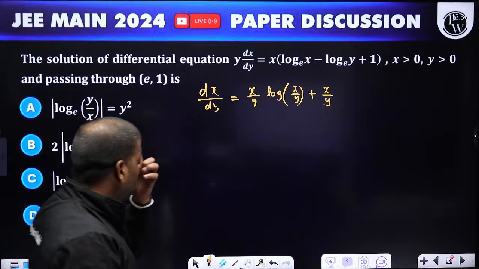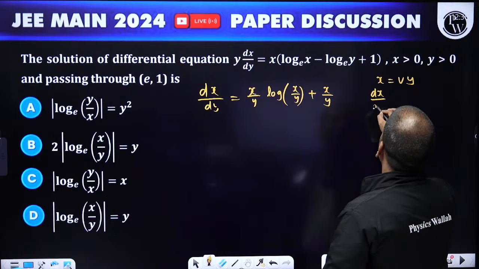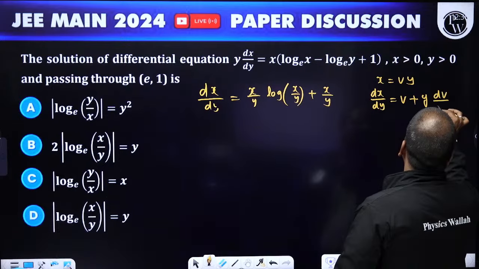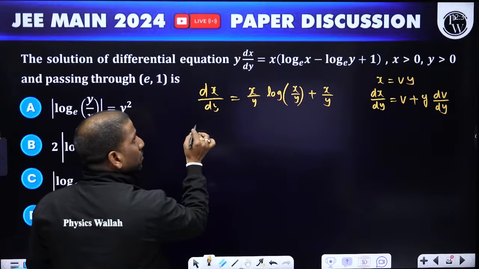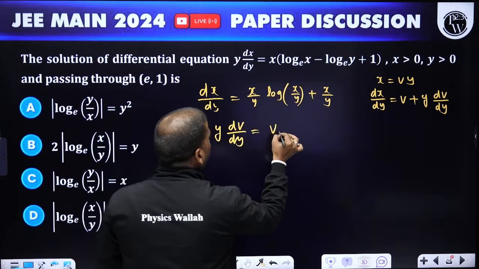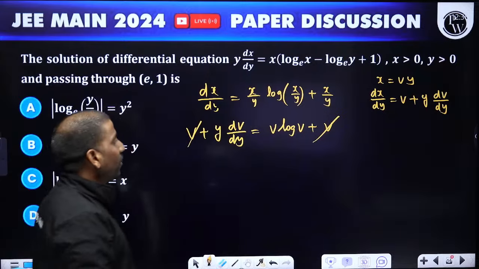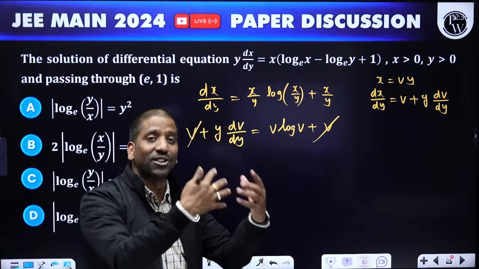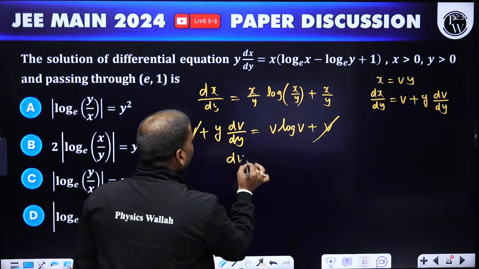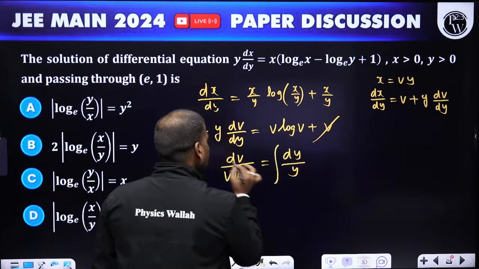You can take x by y is equal to, it's like a homogeneous equation, x is equal to vy, dx by dy, which is equal to v plus y times dv by dy. Just replace, standard method, v plus y times dv by dy is equal to v log v plus v. v got cancelled. We are so happy when these terms got cancelled, the integration will be more simple. Then, my dear students, dv by v times log v is equal to dy by y. Here integral, here also integral.